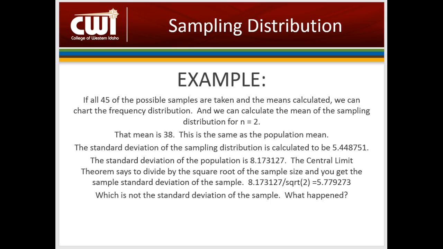The central limit theorem also states the standard deviation of the sampling distribution, which is also called the standard error, is the standard deviation of the population divided by the square root of the sample size. So the population standard deviation is 8.173127. When you divide by the square root of 2, which is the sample size, you get 5.779273. That's not the standard deviation that was calculated from the sampling distribution. Have we proven the central limit theorem wrong?